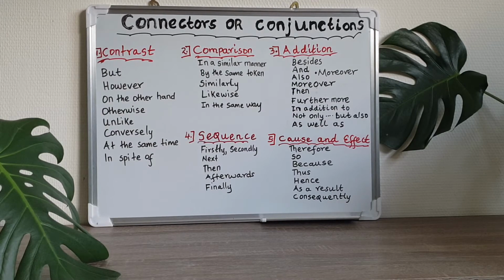I will give you another example. He looks intelligent, however, he is quite stupid. Or you can say, he looks quite clever, but he is quite stupid. So you have two ideas there, clever and stupid, contrasted together. Okay?